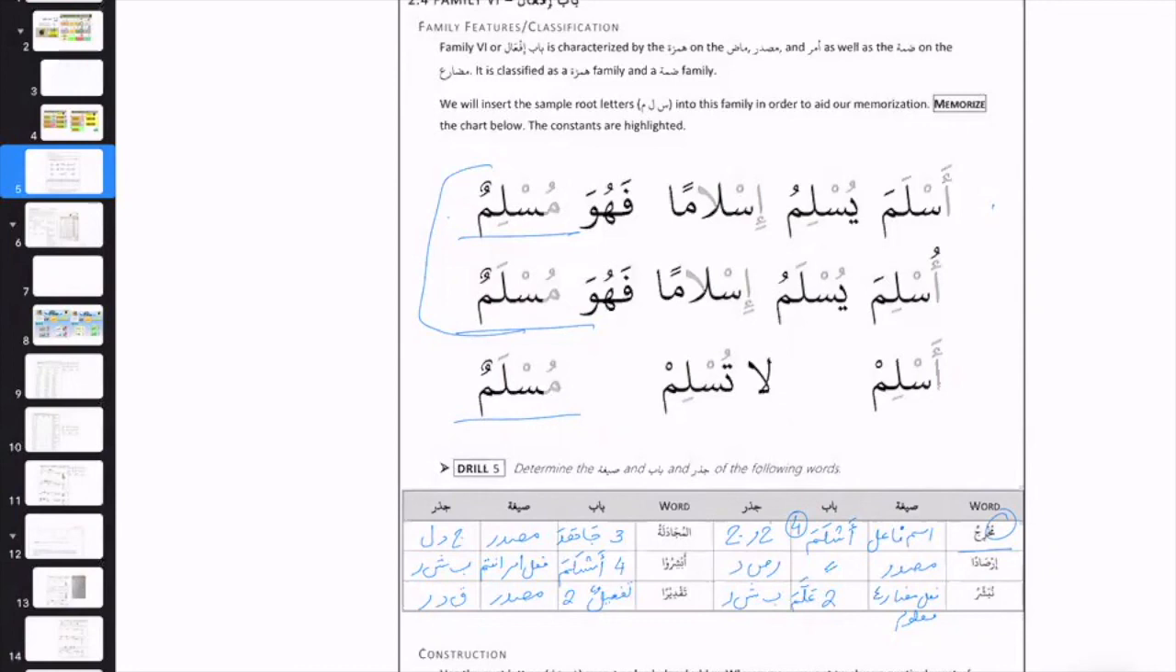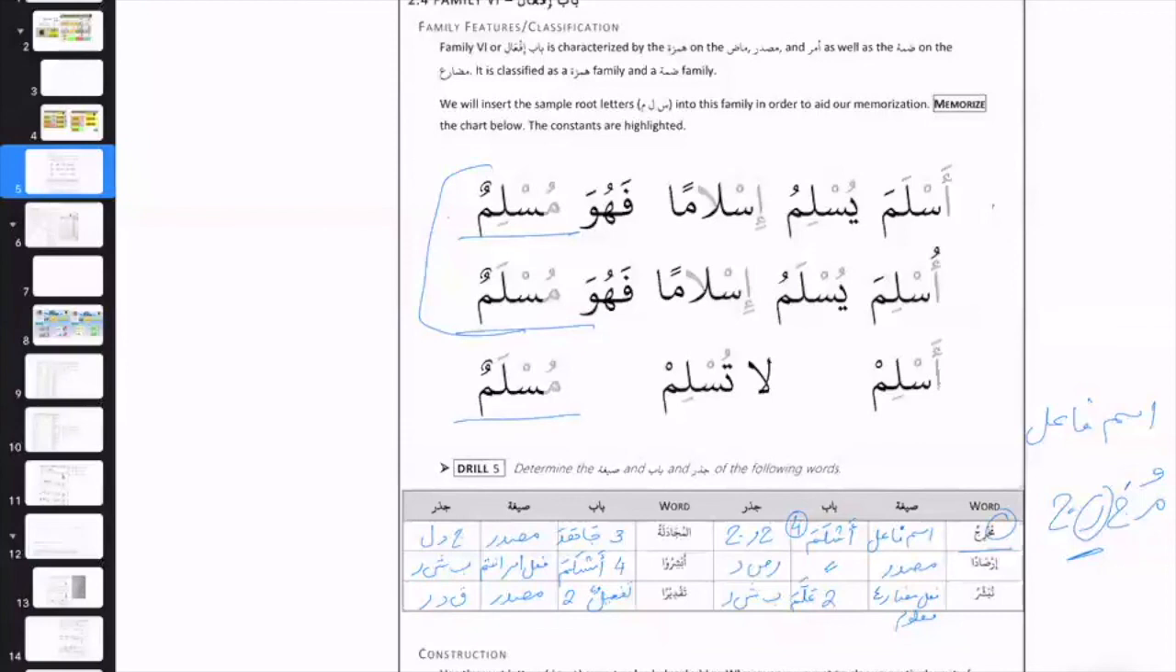So ha, ra, sorry, ha, ra, and jim are the root letters, right? And now this ra is the middle, and on the middle root letter I see kasra, and then I have mu over here. So this is the pattern of ism fa'il. Okay, and we know that this is family 4, the aslama family, and the root letters are ha, ra, and jim.